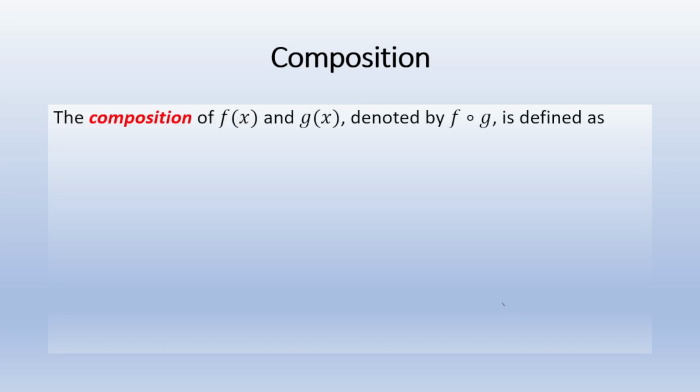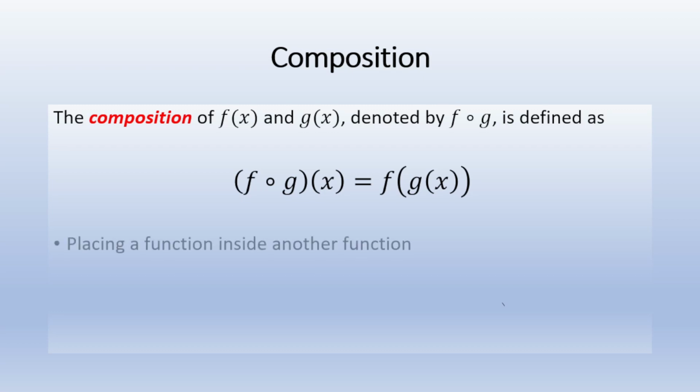Let's first define what a composition is. The composition of two functions, f of x and g of x, is denoted by the expression f composite g. That little circle there is the symbol for the composition. F composite g of x is equal to f of g of x. We can think of a composition of two functions as placing one function inside of another function.